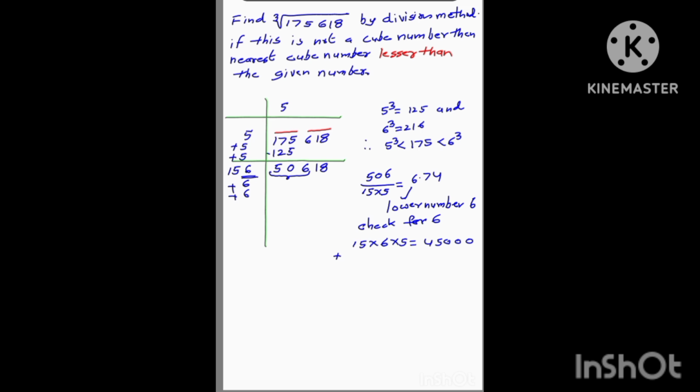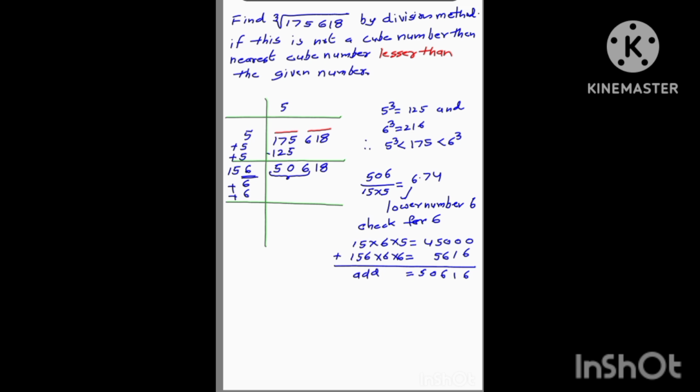Now I am taking 156 into 6 into 6. You know why we are doing it. Okay, that is a part of the procedure. 156 into 6 into 6, and we will carry out this multiplication and see what answer we are getting. 5616. Okay, so add this. So we are getting 50616. Yes.